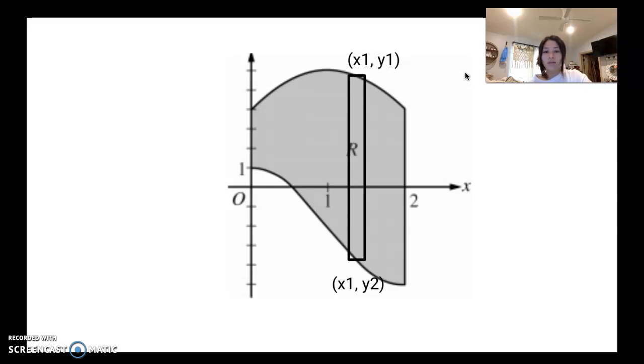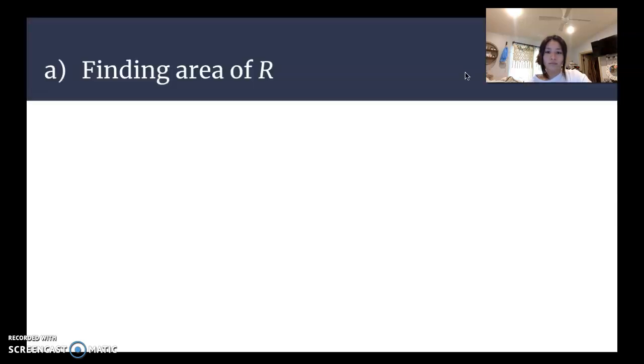And so what I first did for problem A is I just graphed my slice on the graph that was given in the problem and labeled them. So finding the area of R, what you have to do is find the integral of the upper region minus the lower region.